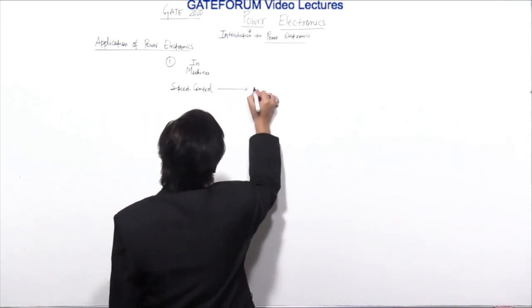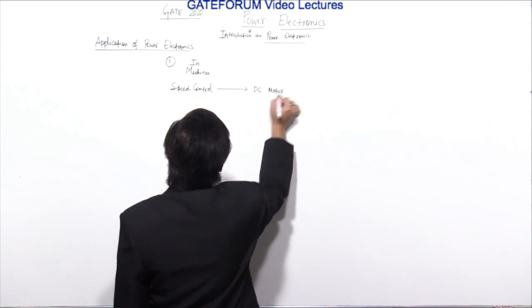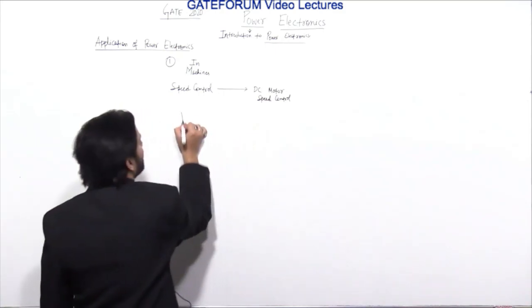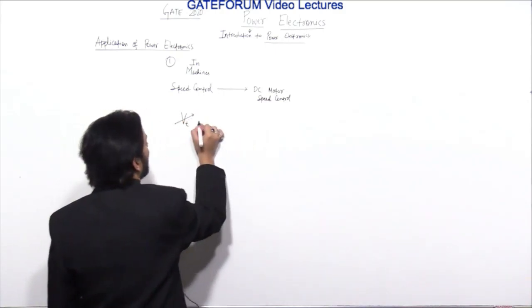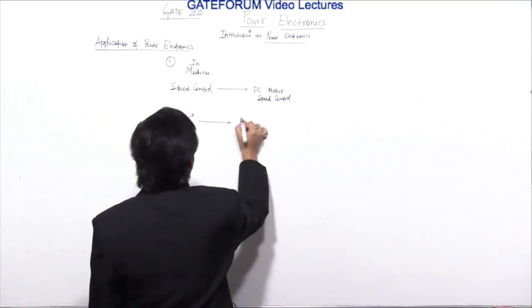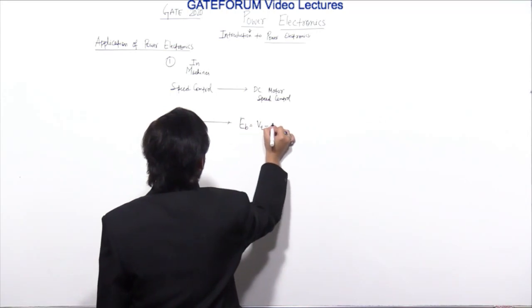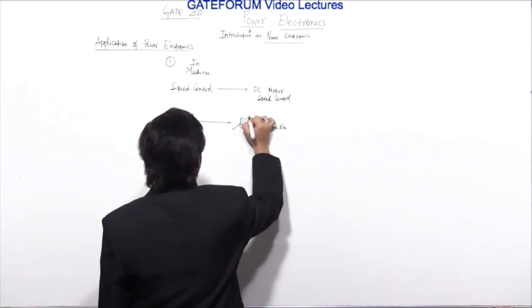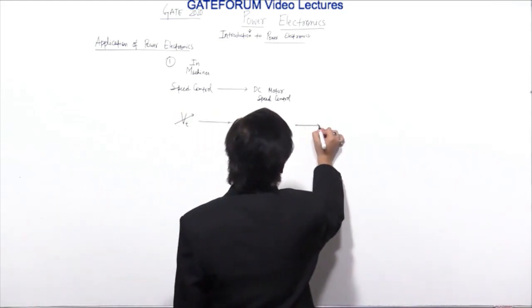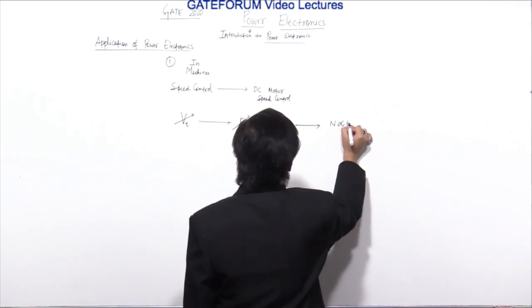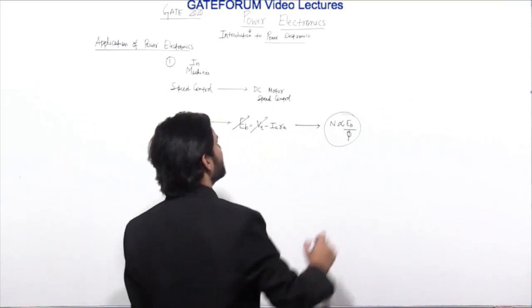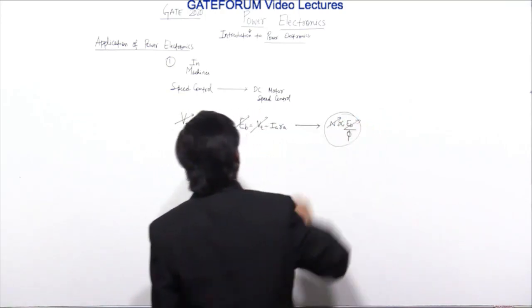For example, in DC motor speed control, what we do is vary the terminal voltage. Once the terminal voltage is varied, EB, which is V minus IaRa, will be varied. And since EB is varied, I know that N is directly proportional to EB by phi in a DC motor. So since EB is changing, N will also change.